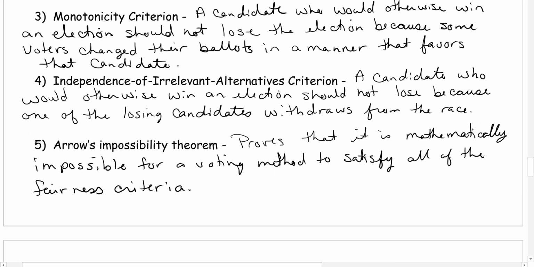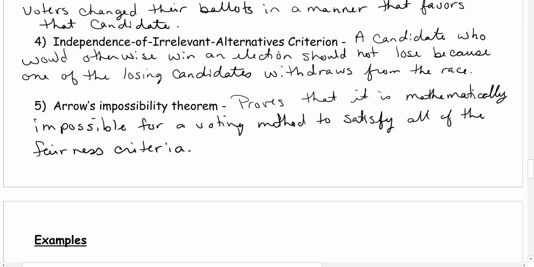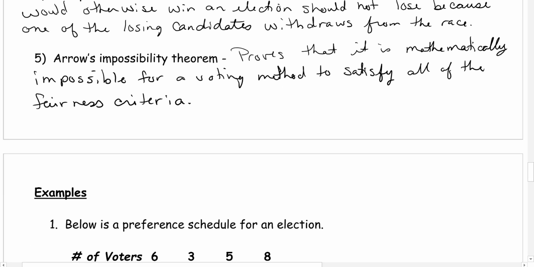Next, we have the independence of irrelevant alternatives criterion, and again, this one you can just call IIA. A candidate who would otherwise win an election should not lose because one of the losing candidates withdraws from the race. Arrow's impossibility theorem just proves that it is mathematically impossible for a voting method to satisfy all of the fairness criteria.